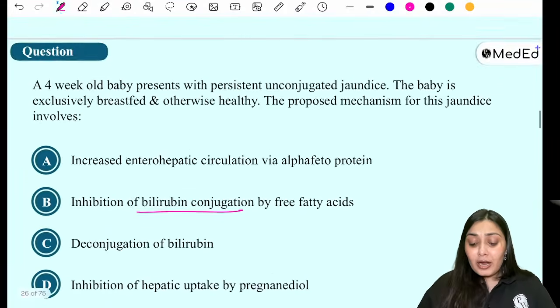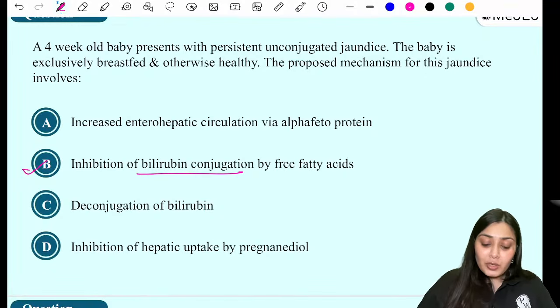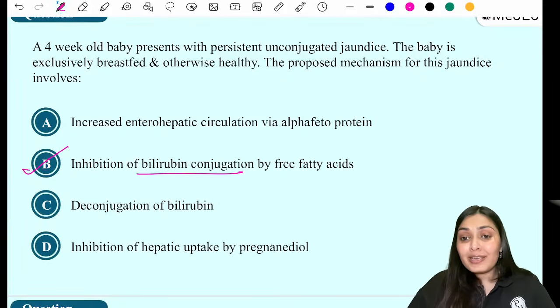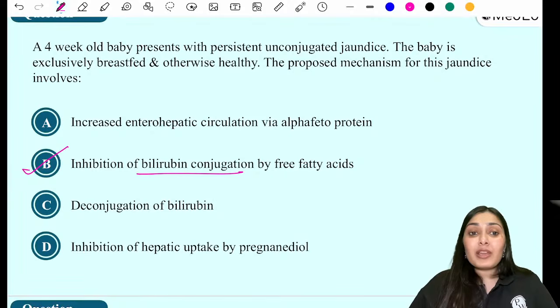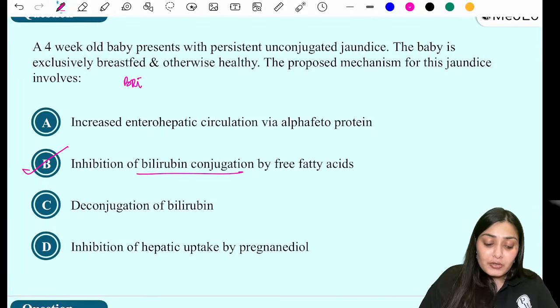So if you look over here, the most appropriate answer turns out to be B. C is also partially correct, but they have not mentioned beta-glucuronidase enzyme or something like that, right? Just a simple statement, deconjugation of bilirubin. It is an open statement. So the most correct answer over here is going to be inhibition of bilirubin conjugation by free fatty acids. This is breast milk jaundice.